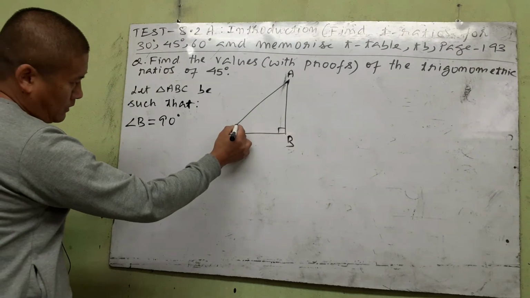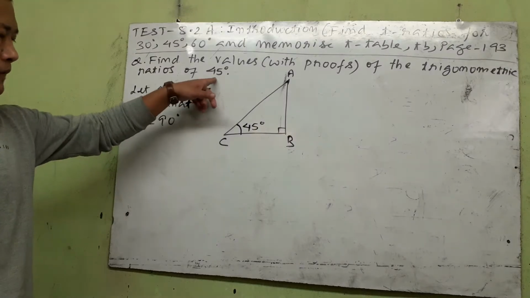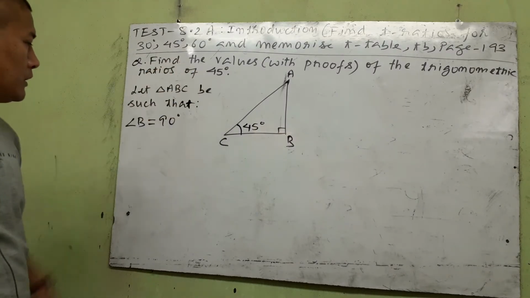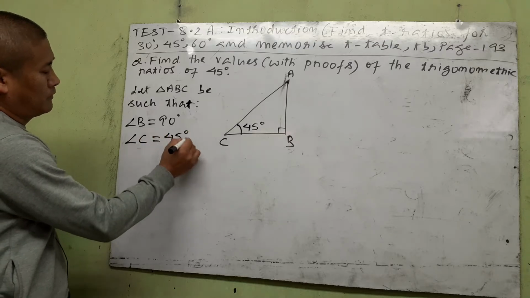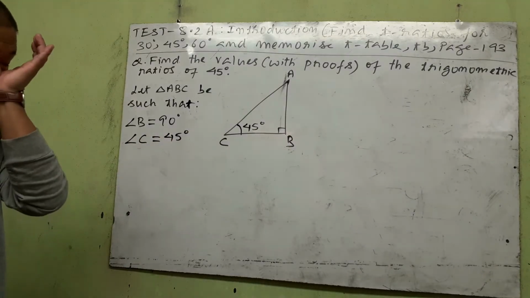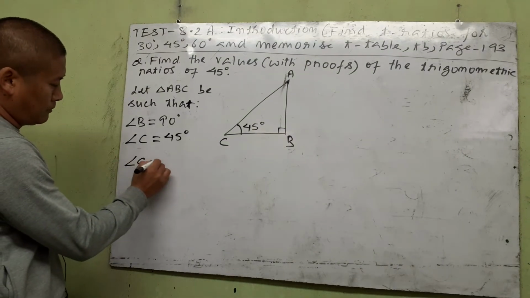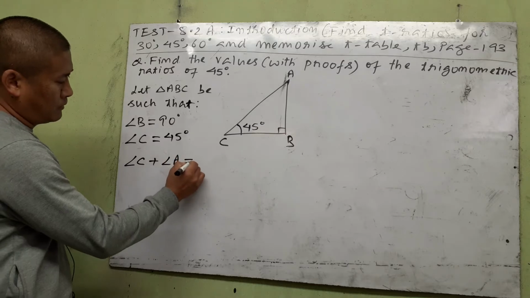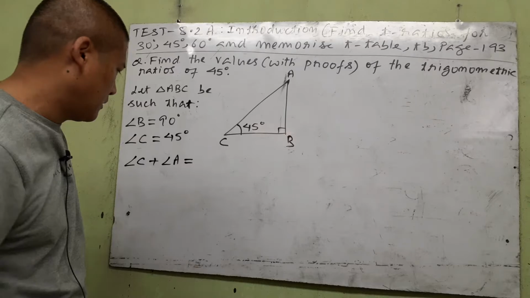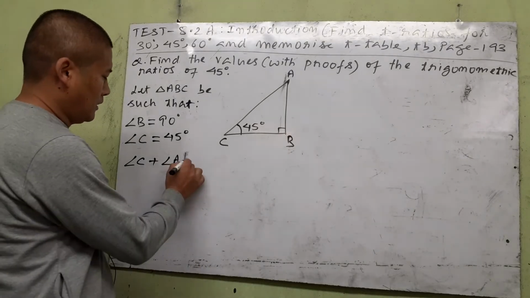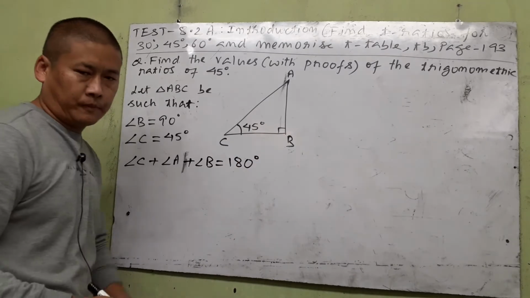Then let us say this angle here is 45 degree. Yes, we have to find for 45 degrees. So let us say here angle C equal to 45 degree. Now, having done that, angle C plus angle A plus angle B equal to 180 degree.